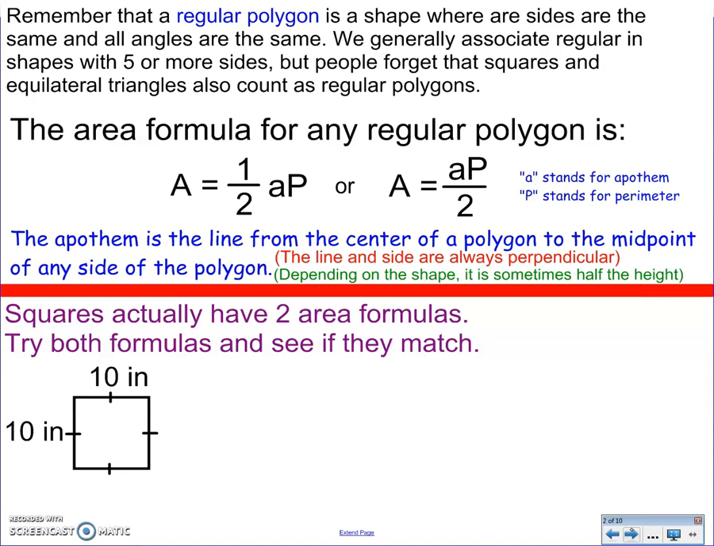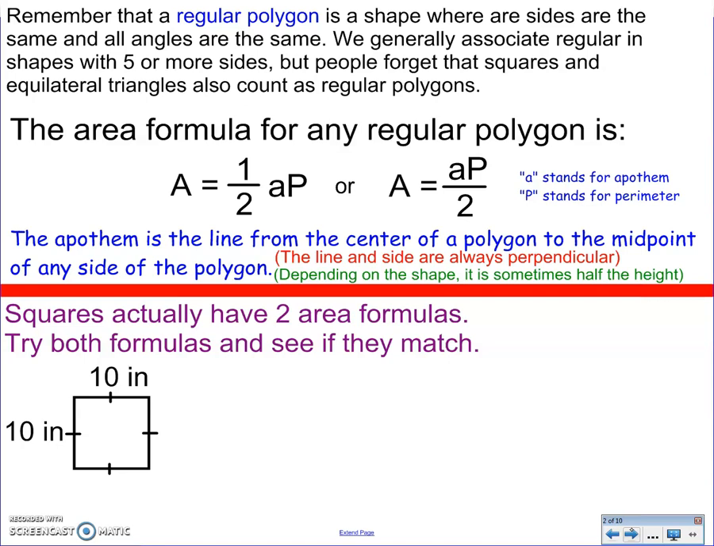The area formula for any regular polygon is area equals 1/2 a times p, or you can say a times p all over 2, where a stands for apothem and p stands for perimeter. The apothem is the line from the center of a polygon to the midpoint of any side on that polygon. The line and the side are always perpendicular, making a 90-degree angle, and depending on the shape, it is sometimes half the height, but not always.